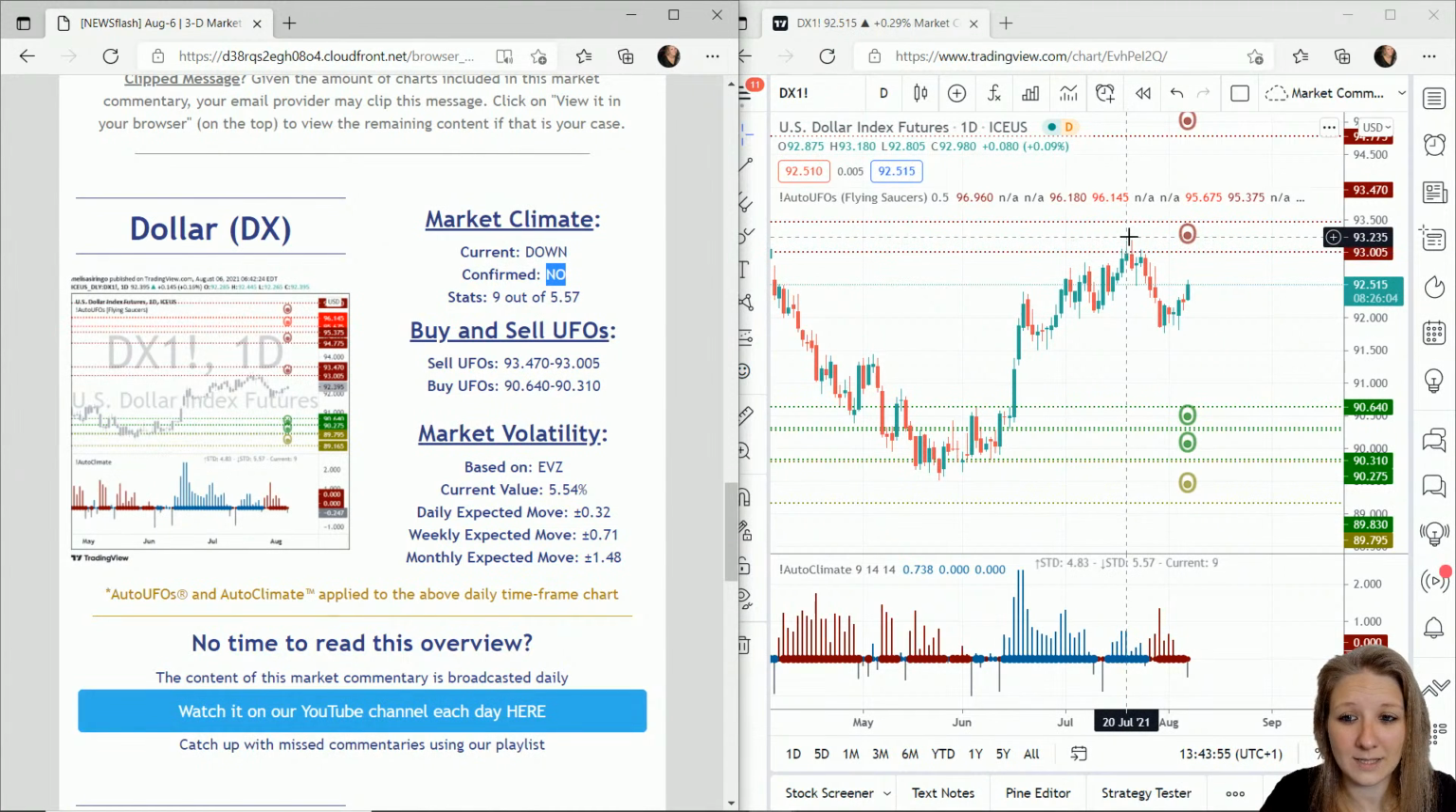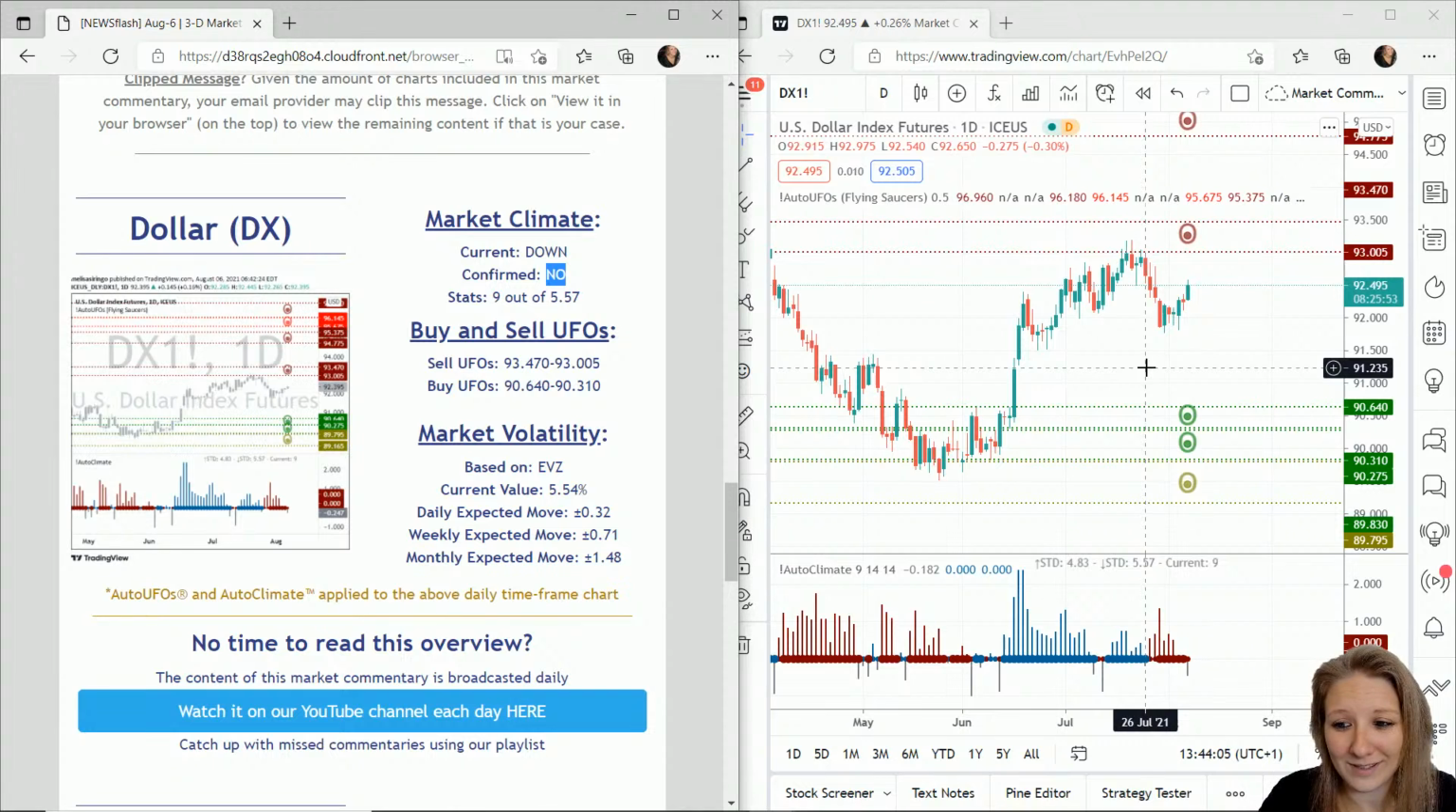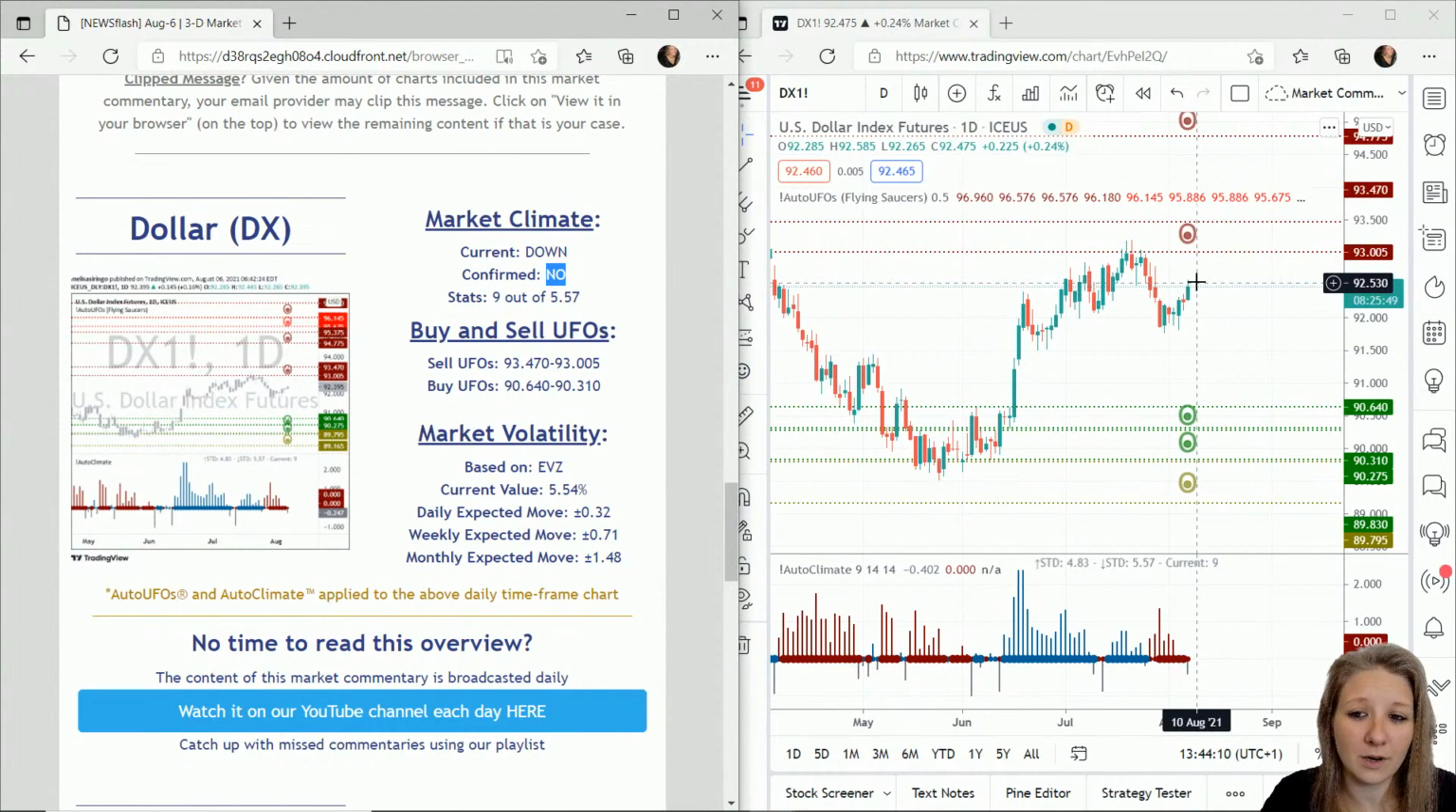Again, price came into sell orders, came back down, went into sell orders, came back down. That's what we expect sell orders to do. Hence why we want to know where they are so we know where to sell. Now there's buy orders down here at 90.64 to 90.31.